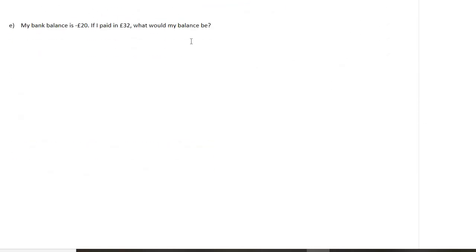My bank balance is -£20 and I'm going to pay in £32. What would my balance be? So here I am at -20, put my pound sign in there. Now we need to read it carefully and think, am I getting bigger or getting smaller? Well, if I'm paying in money into my account, I'm getting more in, so I'm moving positively.